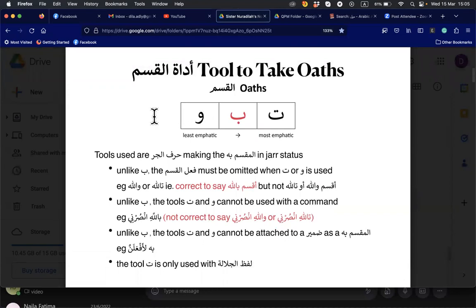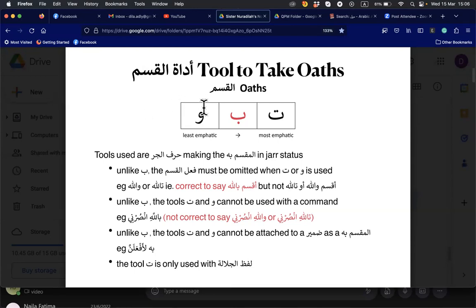So basically, some fi'ils just come with a certain ba, right? Yesterday we were talking about amana, yu'minu coming with ba. Yu'minu billah, right? We believe in Allah. Nu'minu billah, right? So basically the same. So uqsim just comes with ba. So that's why that's the default.